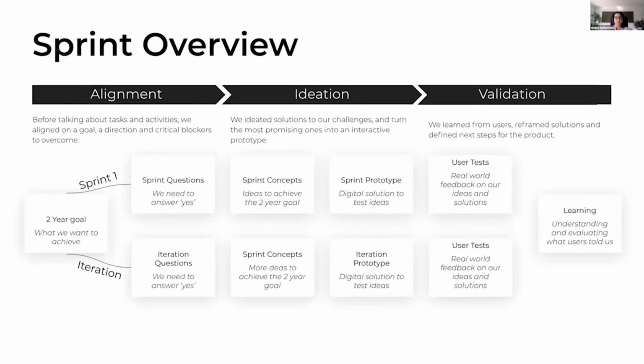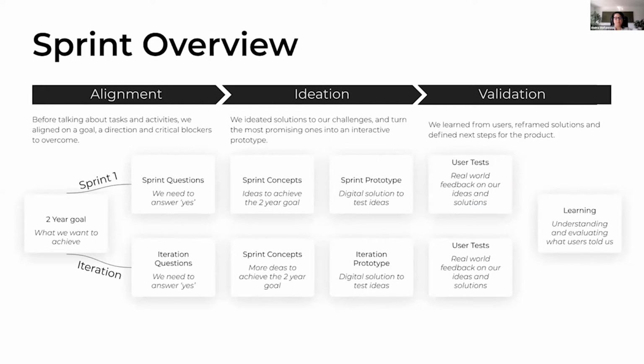So how did we do it? This is a sprint overview. We had an alignment phase, an ideation phase, and of course a validation phase in 2 weeks. We started from a 2-year goal, what we want to achieve 2 years from now. And we asked ourselves, okay, what can happen on the way so that this goal is not achieved? These are the so-called sprint questions.